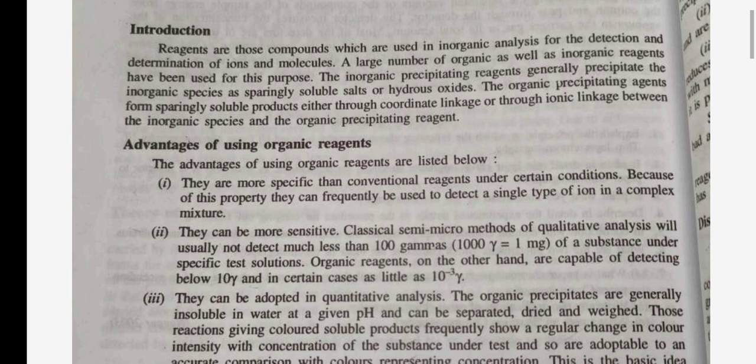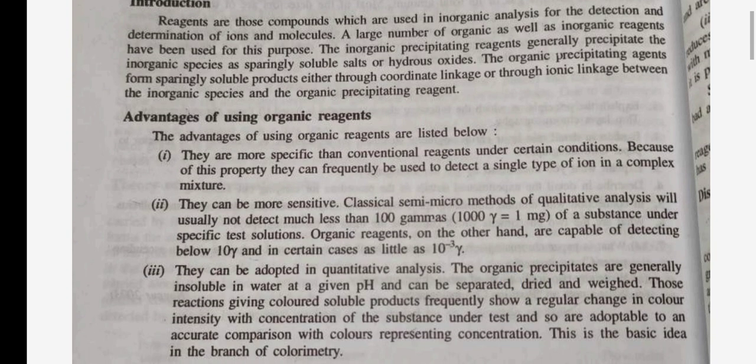Now, advantages of using organic reagents. The advantages of using organic reagents are listed below. First one is they are more specific than inorganic reagents under certain conditions. Because of this property, they can frequently be used to detect a single type of ion in a complex mixture. Second one is they can be more sensitive.